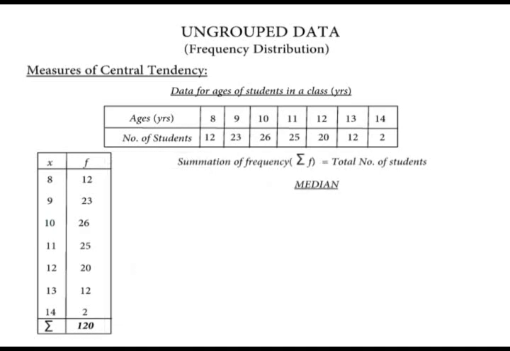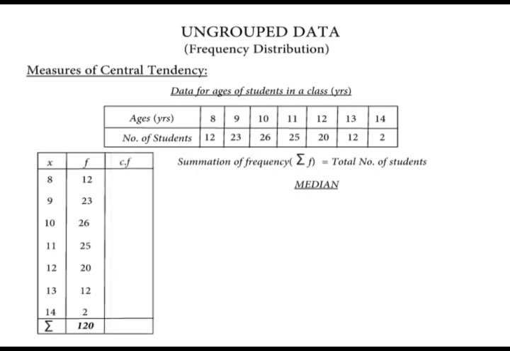Now, in order to find the median of an ungrouped frequency distribution, we introduce another column called the cumulative frequency, which is basically the running total of frequencies. This is how we obtain the cumulative frequency. We have our observations and their corresponding frequencies. The first cumulative frequency is 12, same as the first frequency. To get the second one, we add the second frequency. So we have 12 plus 23, and that gives us 35.